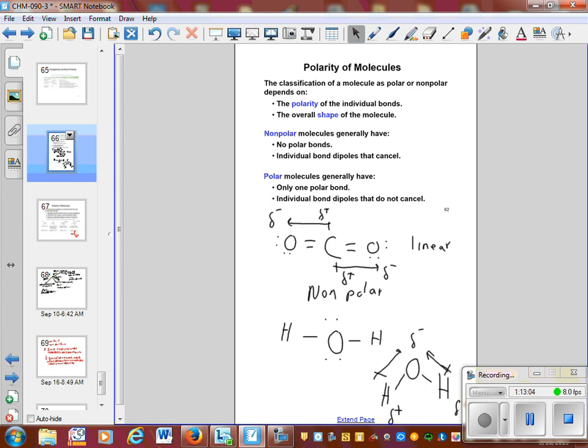When we get more into chemistry, things like solubility, the rule of thumb is like dissolves like. Polar compounds dissolve polar compounds. Nonpolar compounds dissolve nonpolar compounds. Oil and water don't mix, unless you know how to do it.